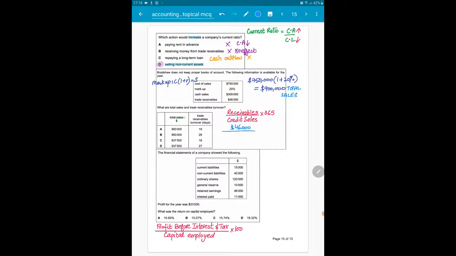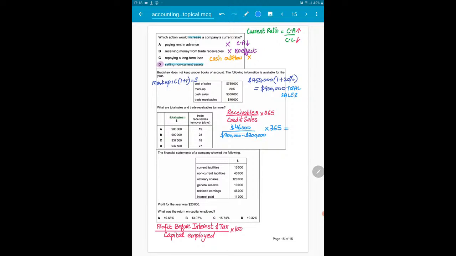If you have the total sales, there are only two ways of making sales. Either you sell on cash or you sell on credit, like you receive payment after some time. So if you need to find the credit sales, it will be total sales minus the cash sales. That is going to be 900,000 minus 300,000. So you get 600,000 as the credit sales.